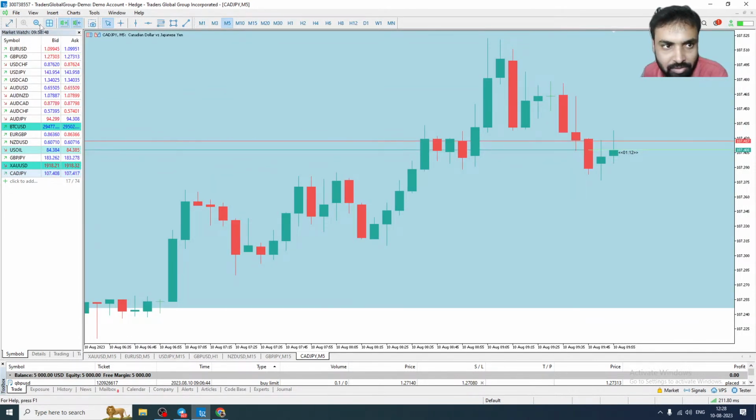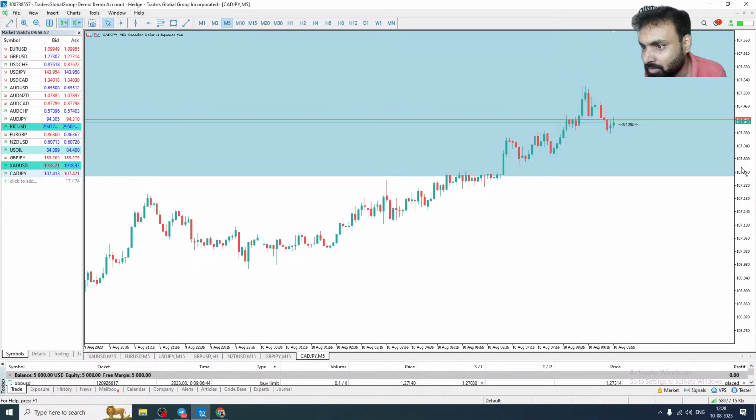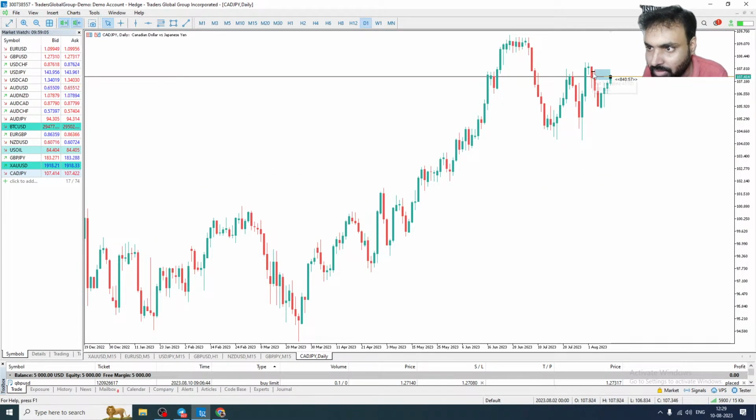Let's go 5 minutes. All right, 5 minutes breakout structure happened. Not yet, not yet. Slight breakout structure happened, but we can still try. Let's go to daily chart first. We'll see this once again.